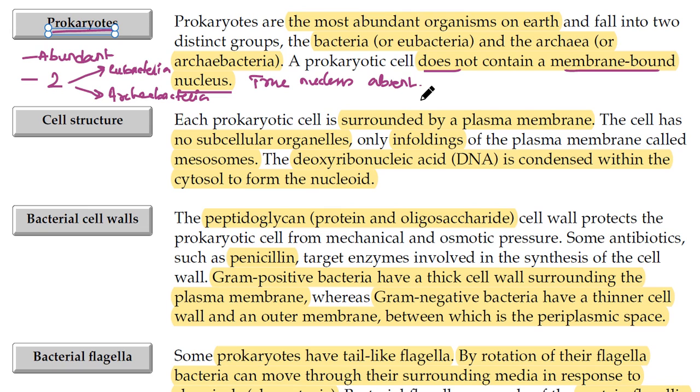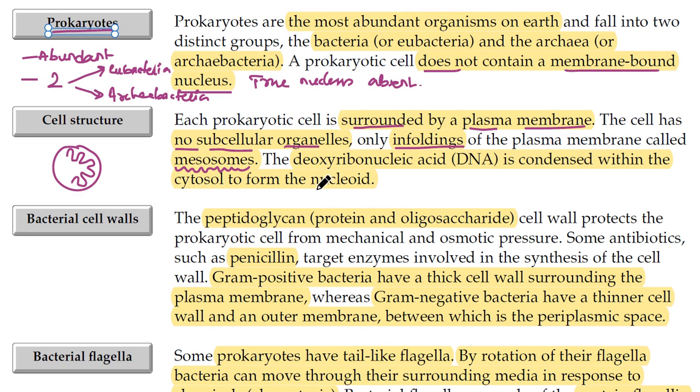Cell structure. All prokaryotic organisms are surrounded by a plasma membrane. They do not have a membrane bound nucleus, and they do not have any subcellular organelles, but they have infoldings on the plasma membrane. These infoldings are known as mesosome.